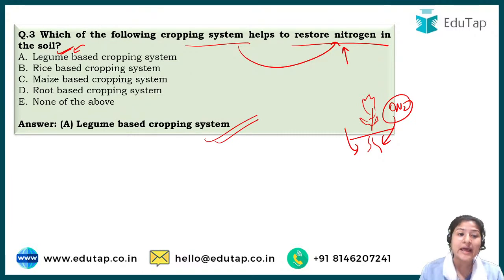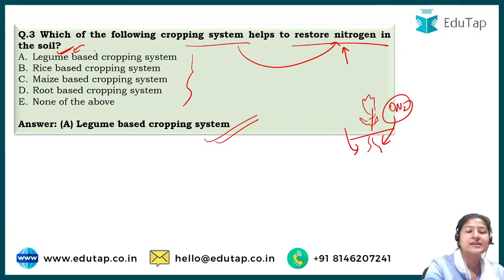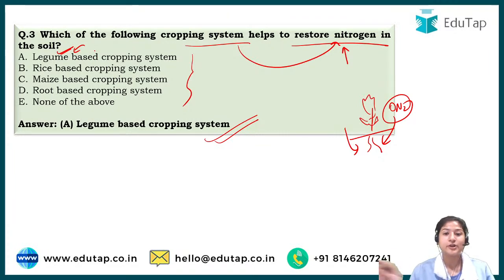Sometimes it can happen that the cropping system is not mentioned, but examples are given. For example, if alfalfa is given, it is a leguminous based crop, it is a legume, right? If green gram is given, do not get confused. Sometimes they can ask directly, sometimes they can give examples as well, but you should be aware that all leguminous crops have this tendency to fix the atmospheric nitrogen into the soil, right?